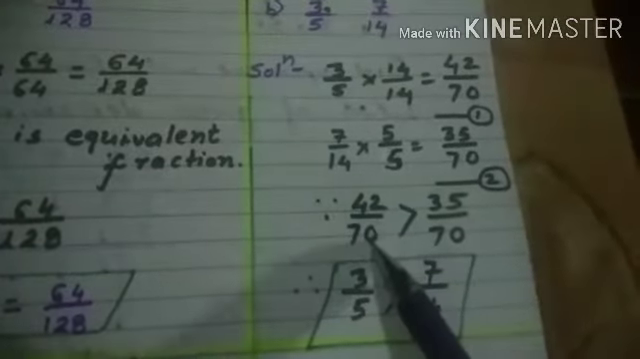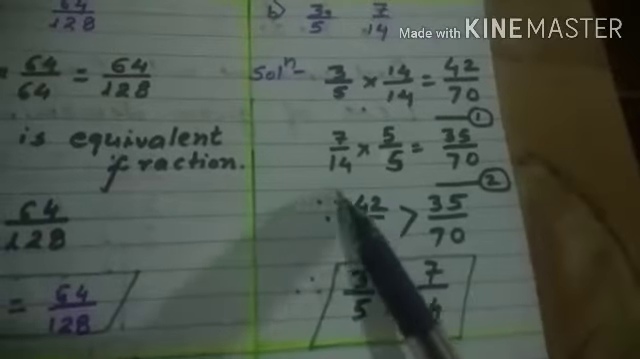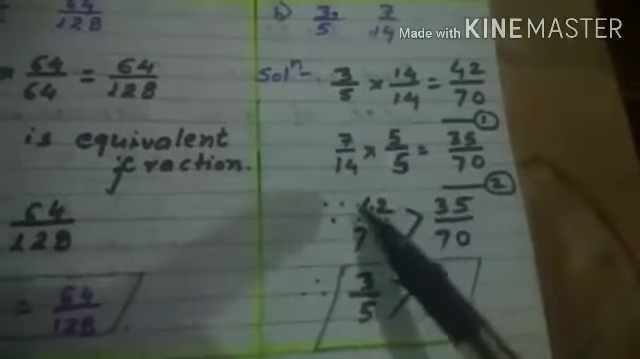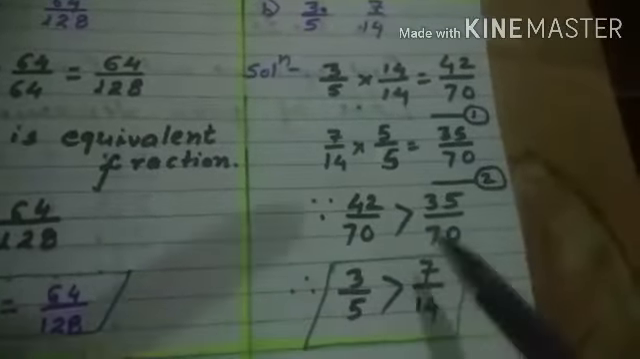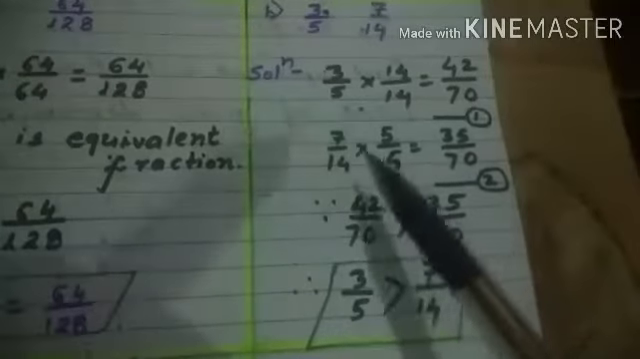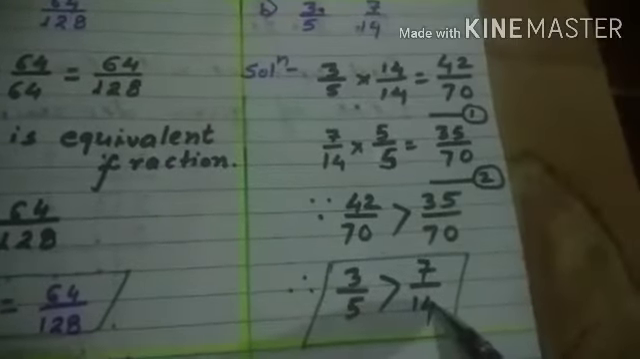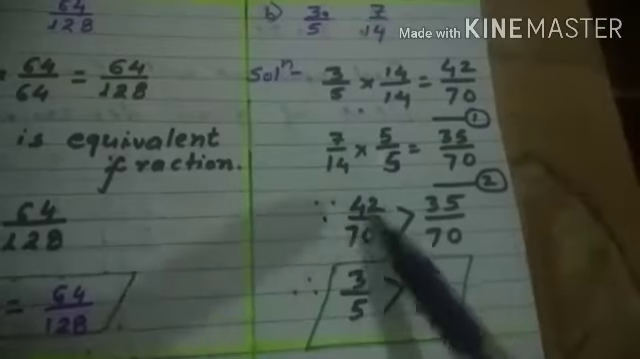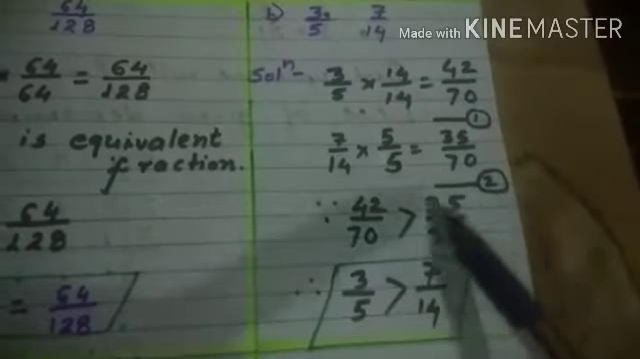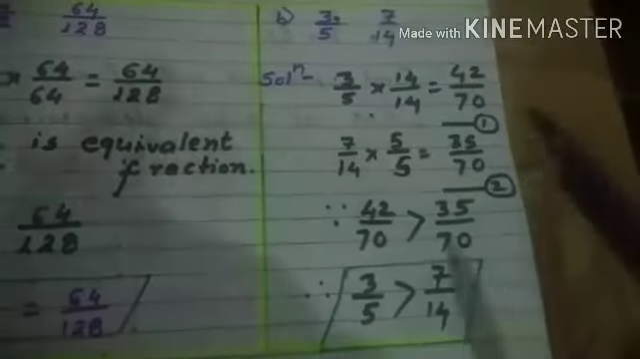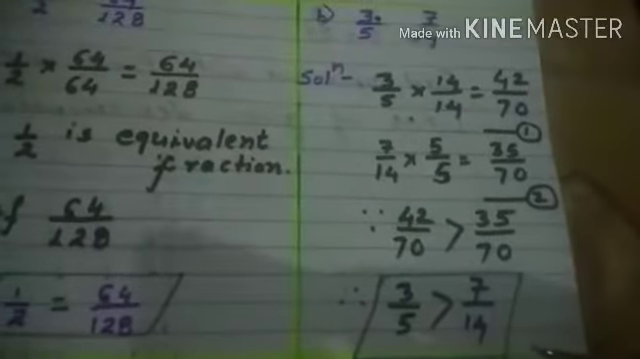Since 42 upon 70 is greater than 35 upon 70, and the equivalent fraction of 42 upon 70 is 3 upon 5, instead of 42 upon 70 we can write 3 upon 5, and instead of 35 upon 70 we can write 7 upon 14. That means 3 upon 5 is greater than 7 upon 14. I just put the equivalent fractions instead, because 35 upon 70 is equal to 7 upon 14. Okay, students, like this you have to solve the comparison of numbers and insert the sign.